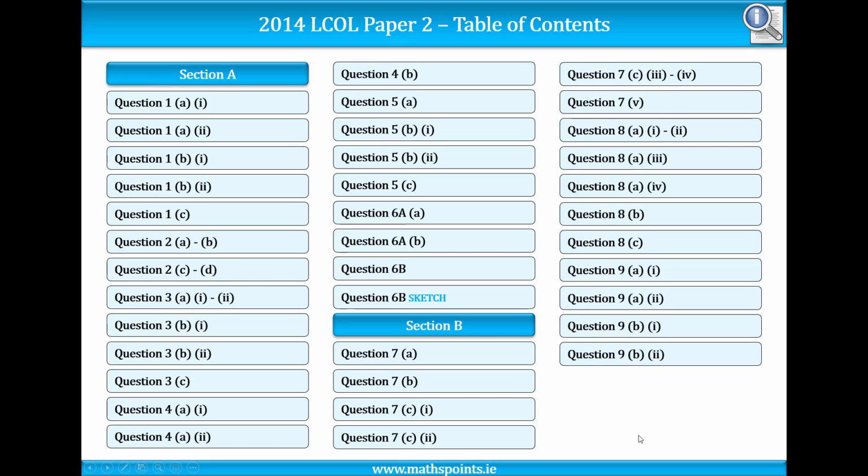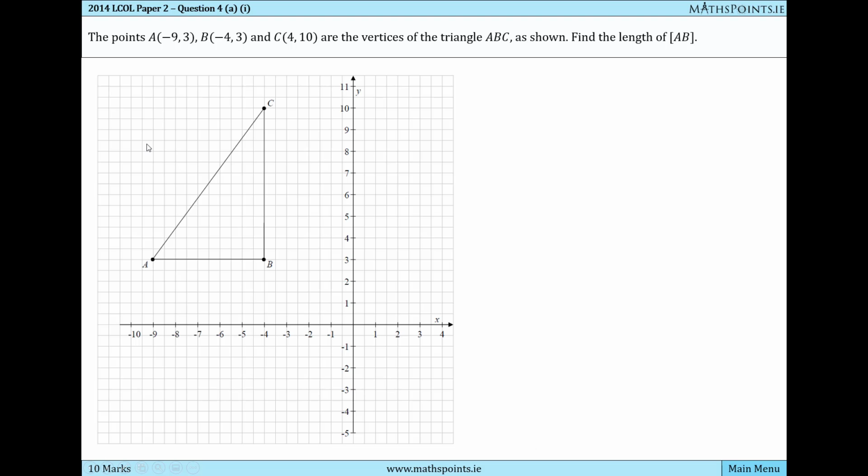So let's take a look at this coordinate geometry of the line question from the 2014 Leaving Cert Ordinary Level Paper 2. It's question 4 and we're given the three vertices of a triangle. A (-9, 3), B (-4, 3) and C (4, 10). And we're asked to find the distance from A to B.